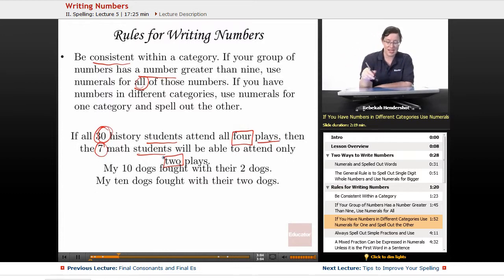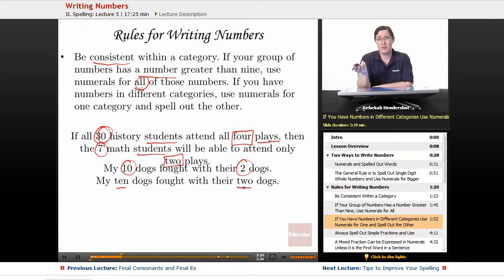Next example, my 10 dogs fought with their 2 dogs. Well, in this sentence, we're talking about two groups of dogs, same category, so the fact that we've got 10 dogs there means that we have to use the numeral 2 for the 2 dogs. But you can also get away with writing it the other way. My ten dogs fought with their two dogs.